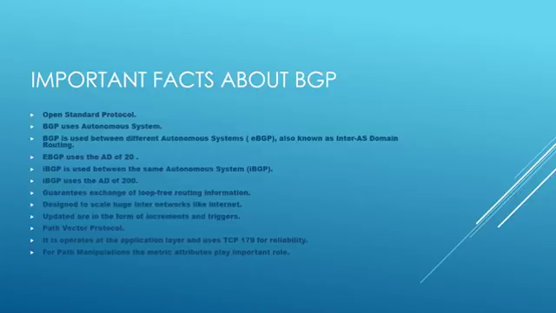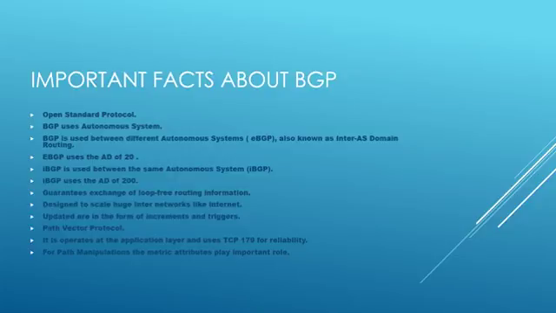BGP, one interesting thing about it, is a path vector protocol, or I will call it an advanced distance vector protocol. As you know, path vector protocol means it exchanges routing information plus it provides the path that this routing information is coming from. So it basically lets you know which autonomous system it's coming from. That's an example we will look into as we go through our scenarios.